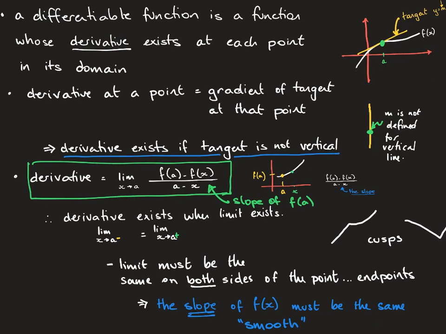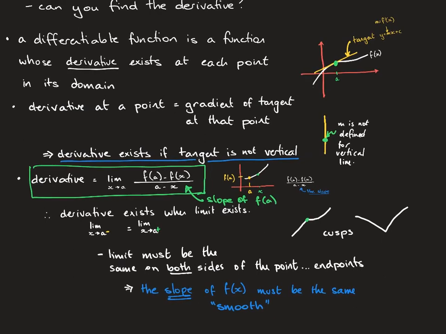And for a derivative to exist, you need the left-hand limit to be equal to the right-hand limit. That becomes an issue when you have graphs where the slope of the line changes quickly at a particular point. The points where the gradient changes quickly, this green point here, are what we refer to as cusps.